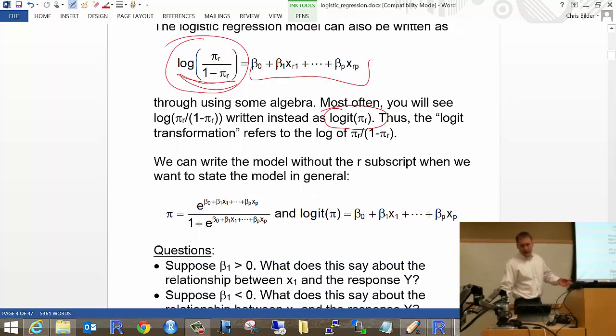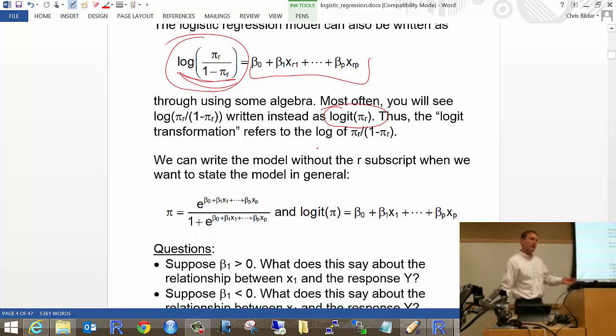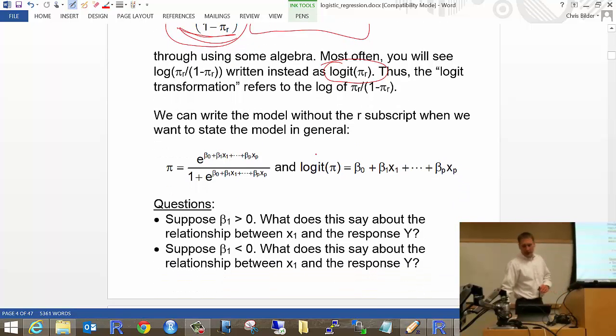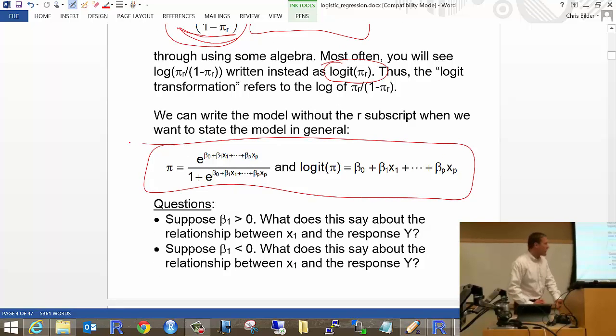And since it's kind of a pain to always attach this R subscript to everything, what you will often see people do, and I will do this too, is rewrite the model without the R subscript, just so that you understand that this pi will change as a function of every observation. And so these are two equivalent ways to write the model.